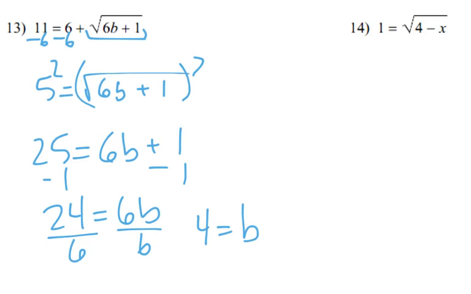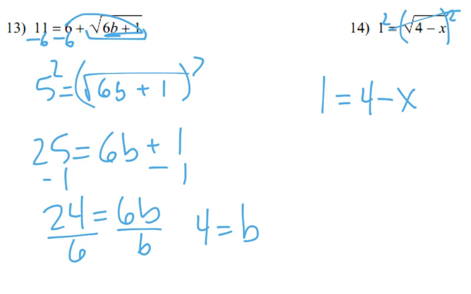Which I could plug back in there to see if it works. And it would, because that would give me 24 plus 1 is 25, the square root of 25 is 5, plus 6 is 11. The next one is already set up, so we just square them. 1 squared is 1. Those cancel.